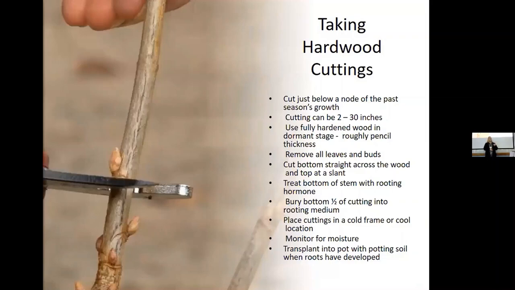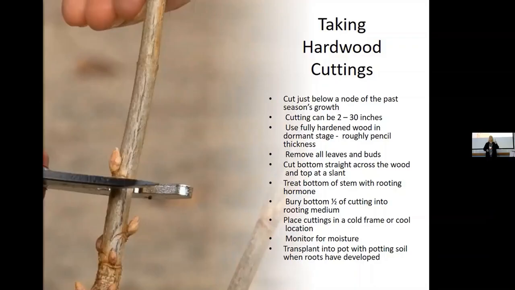We'll move on to hardwood cuttings, and those are somewhat similar in terms of the steps you take, but with differences. For a hardwood cutting, again, you're going to look at the top 6 inches, and when you bend it on itself, it doesn't break. It's firm. And this is generally later in the season.